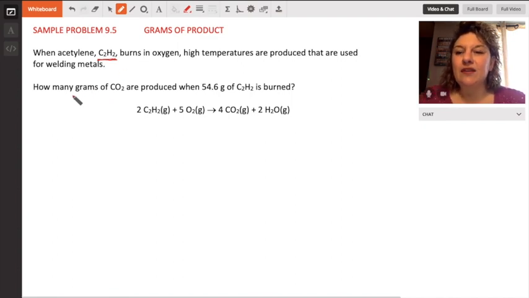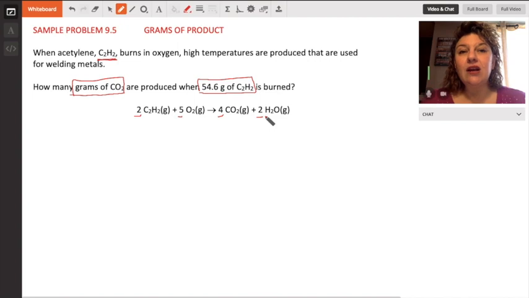How many grams of CO2, this is what we're looking for, are produced when 54.6 grams of C2H2 is burned? The very first thing that we notice is that we have grams to grams. These coefficients are very important, but they are moles to moles. So we need to go through the mole tunnel to get there. We need to first convert 54.6 grams of C2H2 into moles. So how do we do that? We need the molar mass.